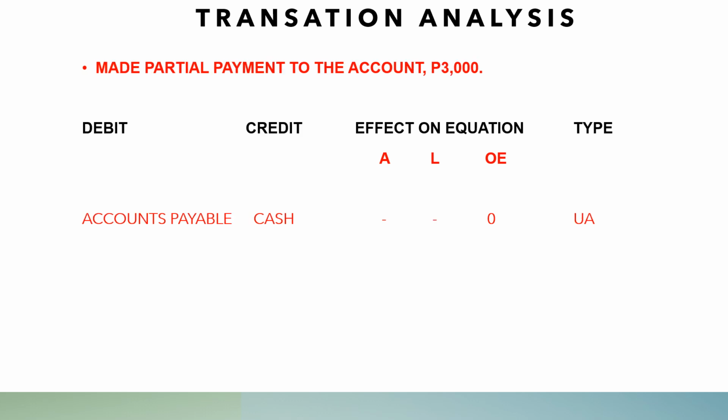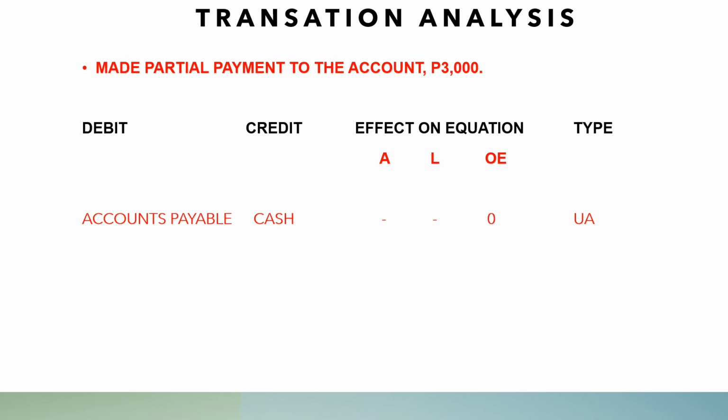Next is made partial payment to the account, 3,000. So when the business paid 3,000 pesos of its liability, therefore liability decreased. So to decrease the liability, we place it on the debit side because its normal balance or increase side is credit. And for cash, when the company paid the liability of 3,000, the cash decreased. So credit cash because the normal balance of assets is on the debit side. So to decrease it, put it on the credit side.